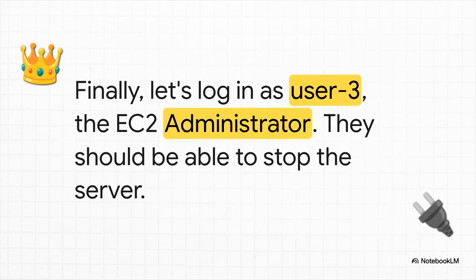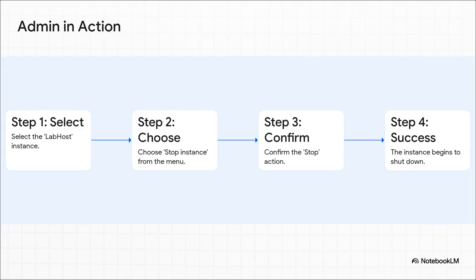Okay, time for the grand finale. Let's log in as user 3, the EC2 administrator. Their policy should give them the power to not only view the servers, but also to start and stop them. This is the person with the really powerful keys. So user 3 logs in, they cruise over to the EC2 console, select that same lab host instance, and click Stop. And this time, what happens?